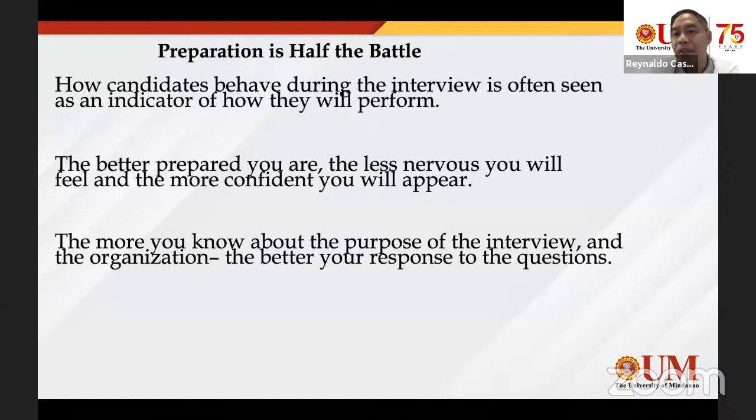Why is it that you stammered? The more you know about the purpose of the interview and the organization, the better your response to the question. So you have to review your notes. You have to do some research about the company and about the position before getting into the interview.